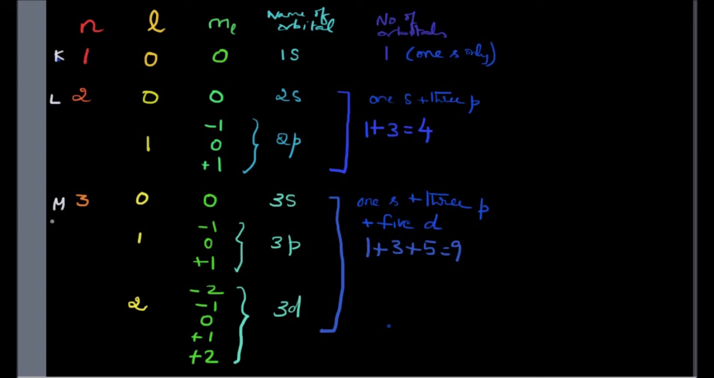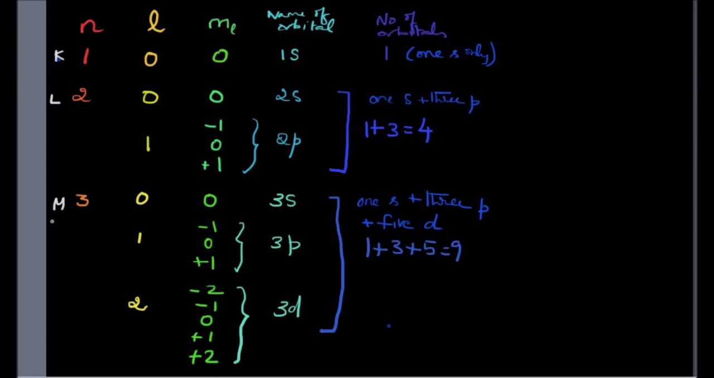ML value tells you the number of orbitals in a subshell. When ML value is 0, that is only one orbital. That is why the first shell has only one orbital. When L value is 1, since 3 values are possible for ML, there are 3 orbitals in the P subshell. Totally there are 1 plus 3, there are 4 orbitals in the second shell. 1 s orbital and 3 numbers of P orbitals.